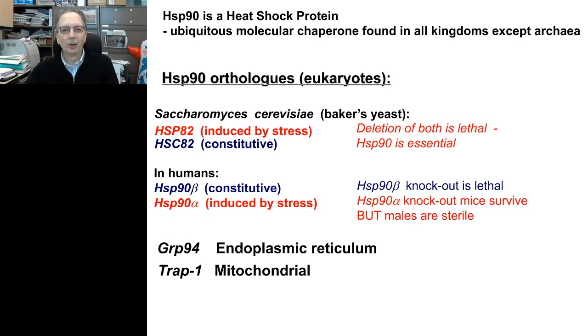Humans also express two other HSP90 related genes. One, called GRP94, is a molecular chaperone that's restricted to the endoplasmic reticulum, and another, called TRAP1, is restricted to the mitochondria.